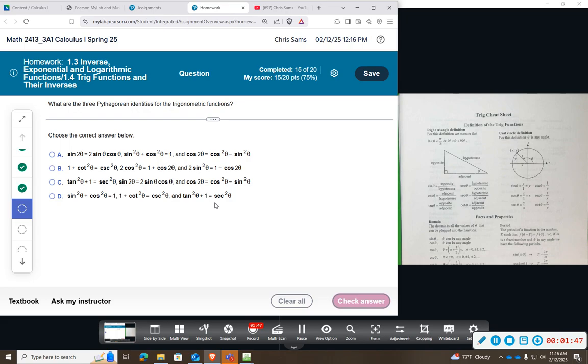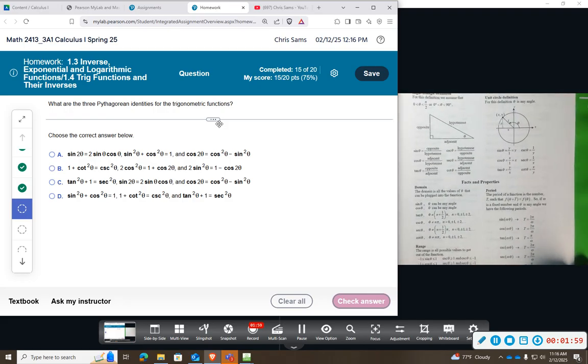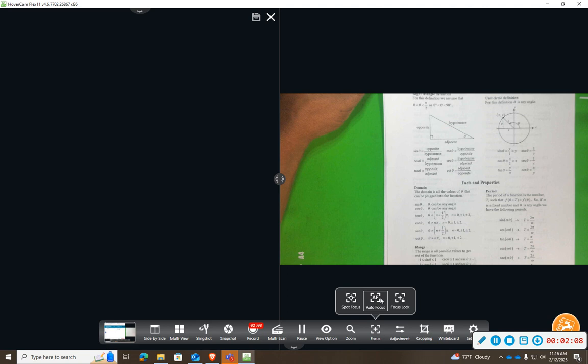All right, number 15 wants to know which are the 3 Pythagorean identities for trig functions. Okay, so I know it's maybe not the easiest to see. Let me see if I can let it refocus. Okay. Maybe it cleared up a little bit, not sure.